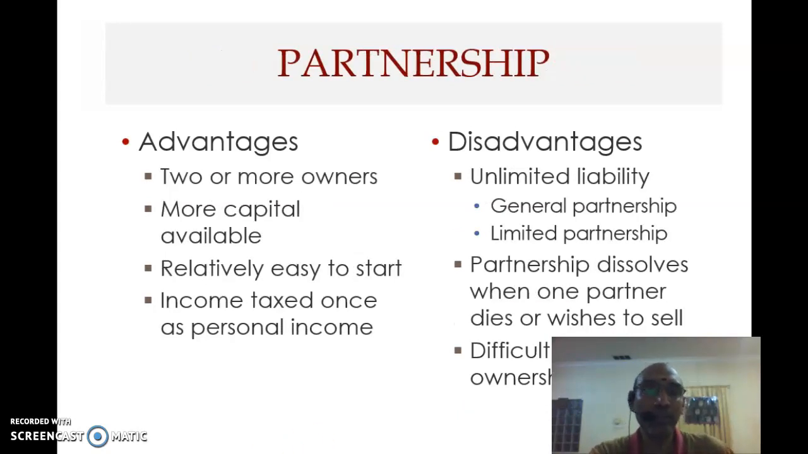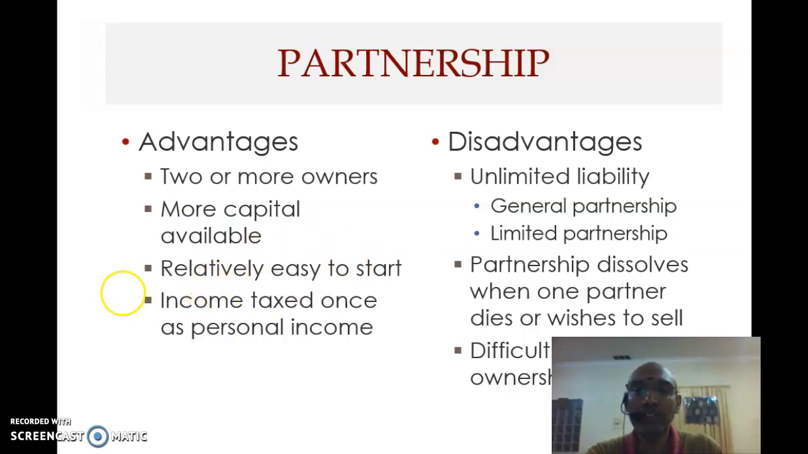All right, let's move on to the next. Partnership. This is the second type of business or firm. The advantage is that you have two or more owners rather than one. In sole proprietorship, you have a single owner. You have here two or more owners. So that's an advantage. More owners means you have more expertise. And then you also have more capital. There's a second advantage here. Rather than depending on the capital provided by a single owner, you have more owners, therefore you have more capital.